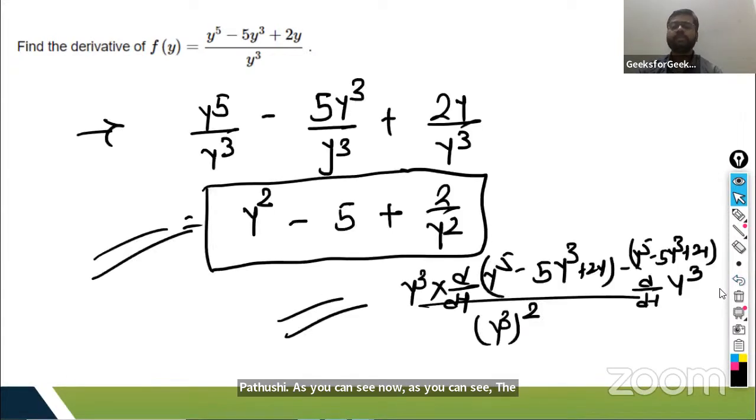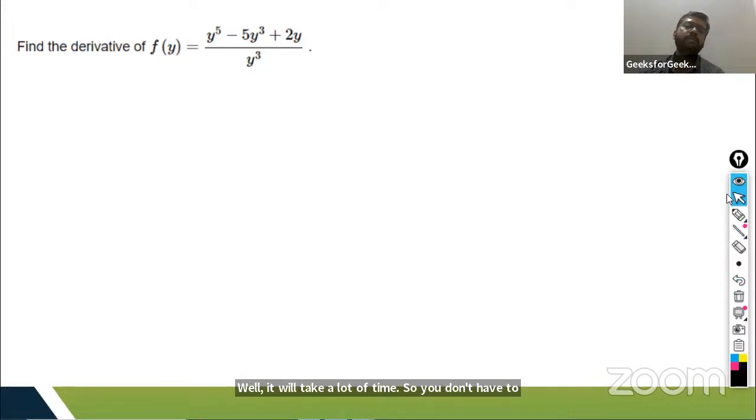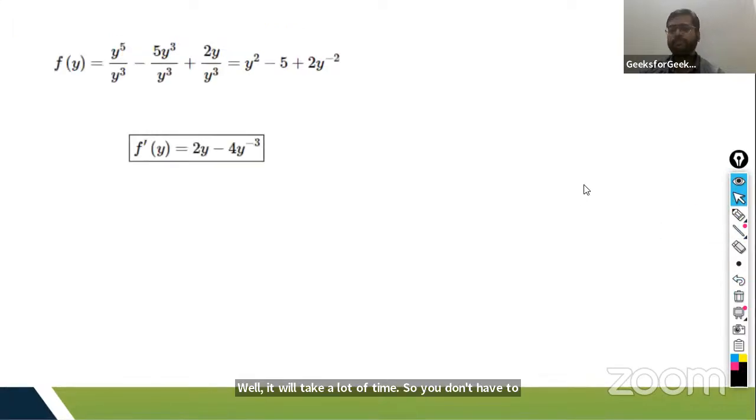Once you are doing the second part, that consists of a lot of calculation. Here you have to do the y cube thing, then differentiation, then this, and then the denominator. Then it will take a lot of time. So you don't have to do like this. Try the first one. Yeah, Pratyush, if you are telling something, please tell.